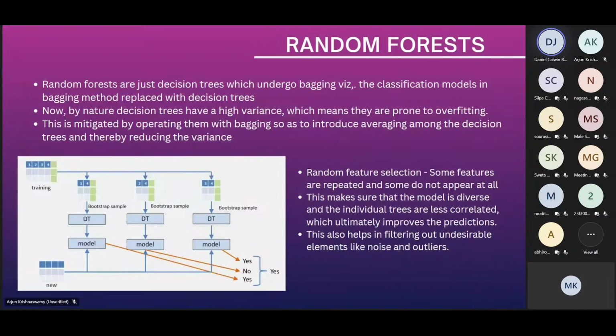Now we are going to assign these individual models to a decision tree, and they are going to be processed, and the individual outputs are going to be derived. As you guys can see, we have two yes and one no. So by majority voting, we are going to obtain the final output as yes. So that's it about random forest.